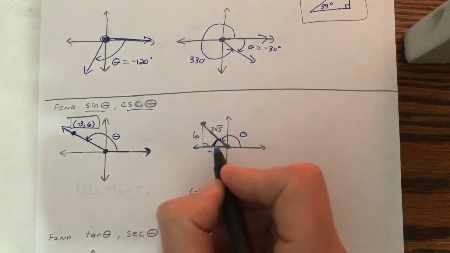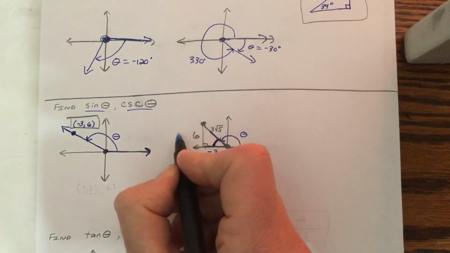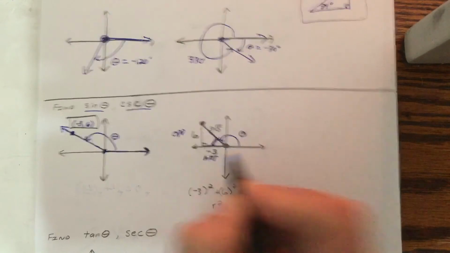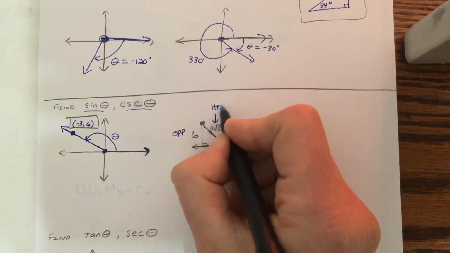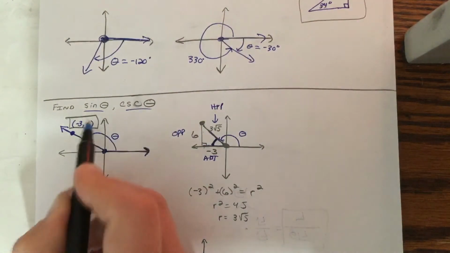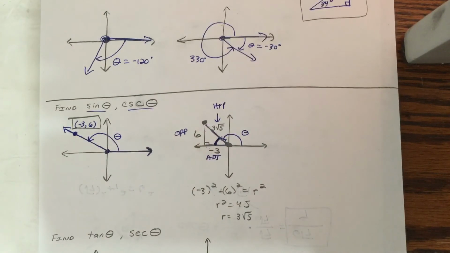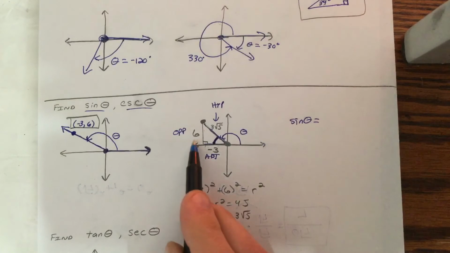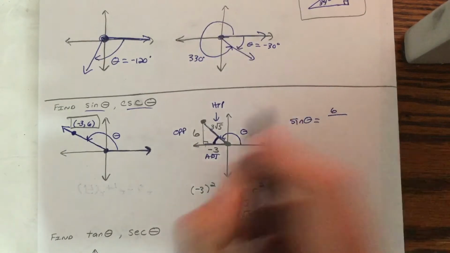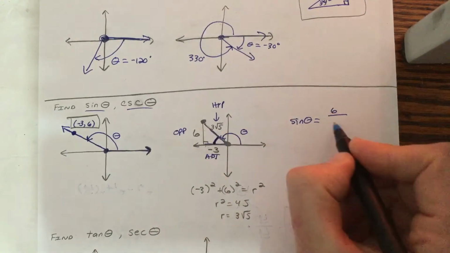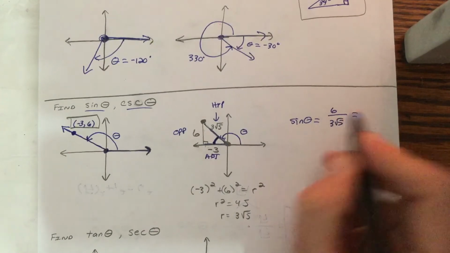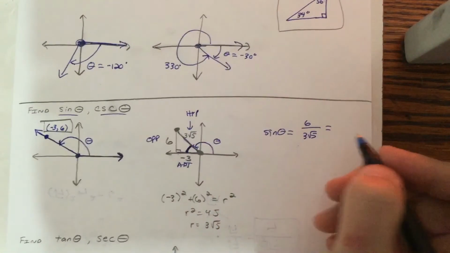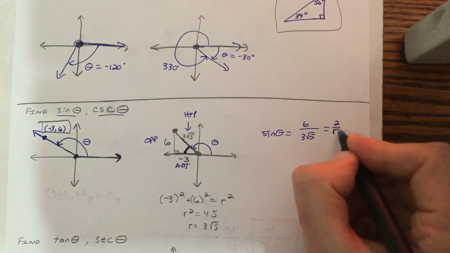So based off of this right here, 6 is the opposite, -3 is the adjacent, and 3√5 is your hypotenuse. So you have the ability to find the sine and the cosecant. The sine of theta would equal the opposite, which is 6, over the hypotenuse, which is 3√5. In this case, we can simplify that. 6 over 3 is 2, so that'll give us 2 over √5.